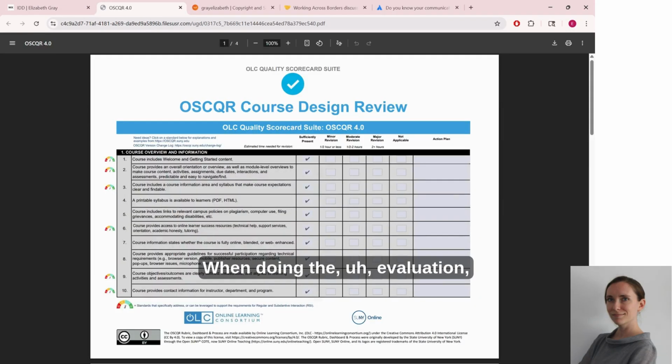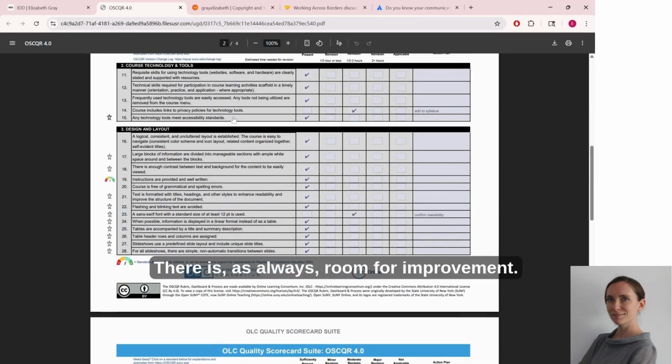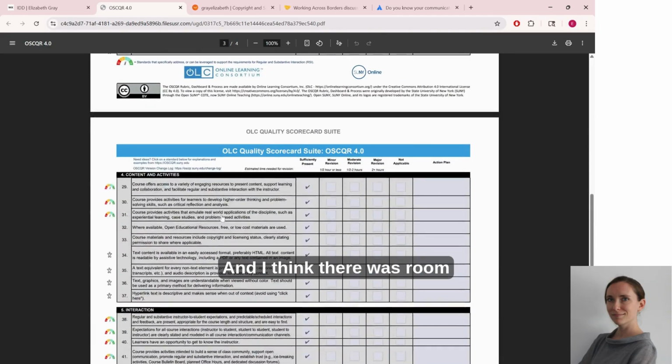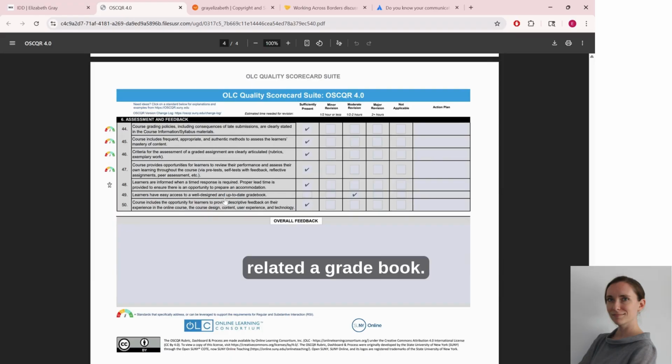When doing the evaluation, I found I was able to sufficiently present most of the elements required here. There is, as always, room for improvement. And I think there was one of these that I didn't really understand how it related to a gradebook. I'm not sure it applies to this situation.